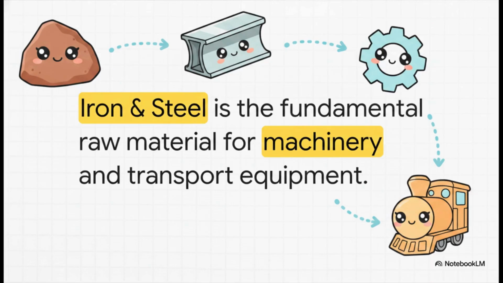The whole process essentially involves taking raw iron ore, smelting it down into pig iron, and then mixing it with other metals and seasoning it to produce high-strength steel. It is quite literally the backbone of our modern global economy.